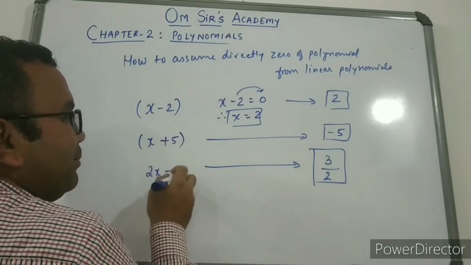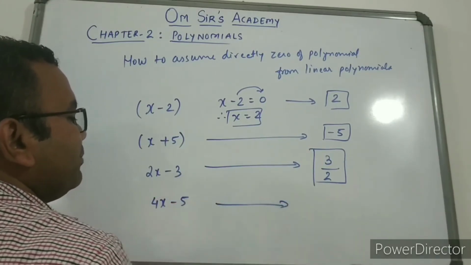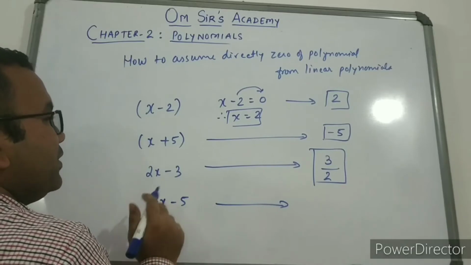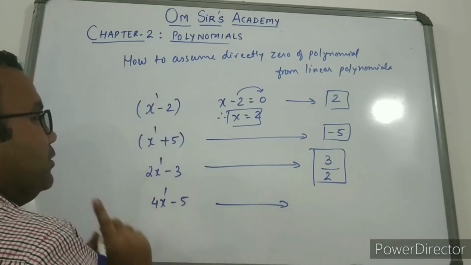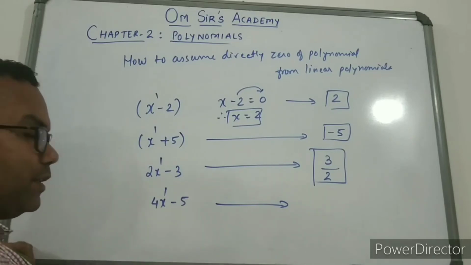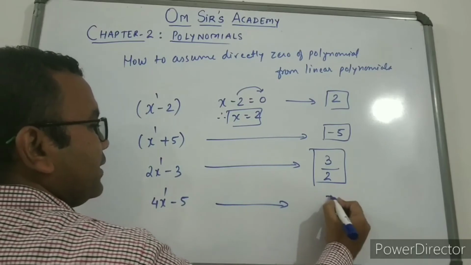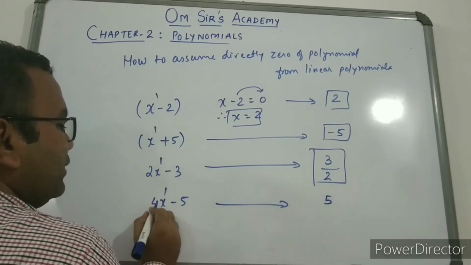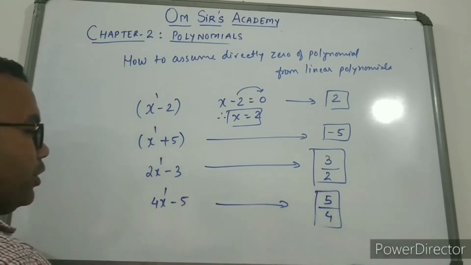This I am doing in my mind. So suppose you are asked 4x minus 5, what can be the direct zero of a linear polynomial like this? See, all these are linear polynomials because all have power 1, degree 1. Is it clear? So what can be the zero of this polynomial? Minus 5 will go to that side, then it will become plus. Then 4 is multiplied, so it will get divided. So 5 upon 4 is the zero of the polynomial.